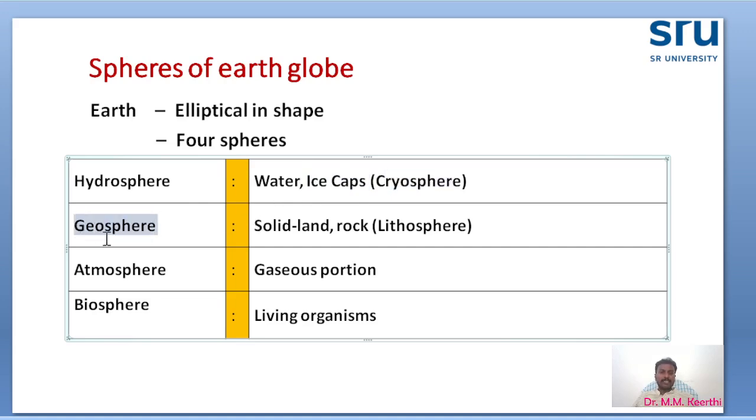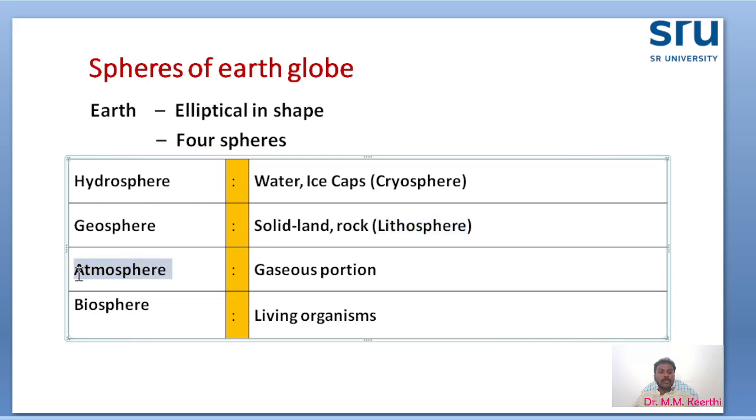And the second sphere is called the geosphere. Geosphere is the solid land and rock. Where the rock and solid portions of land are there, that area is called the geosphere. In this, the area where rocks are particularly present is called the lithosphere.